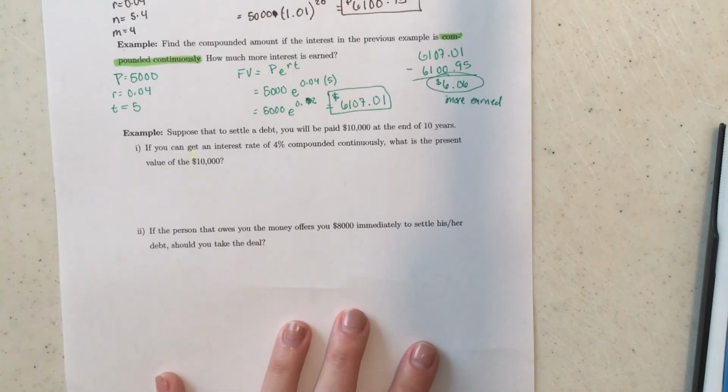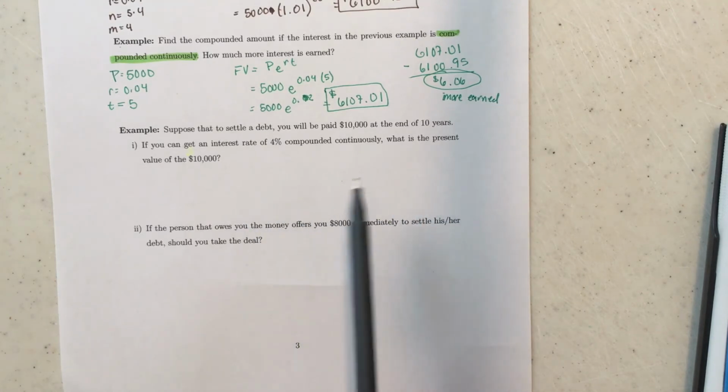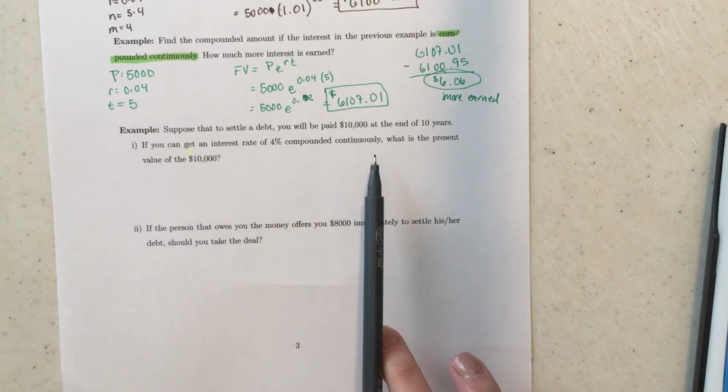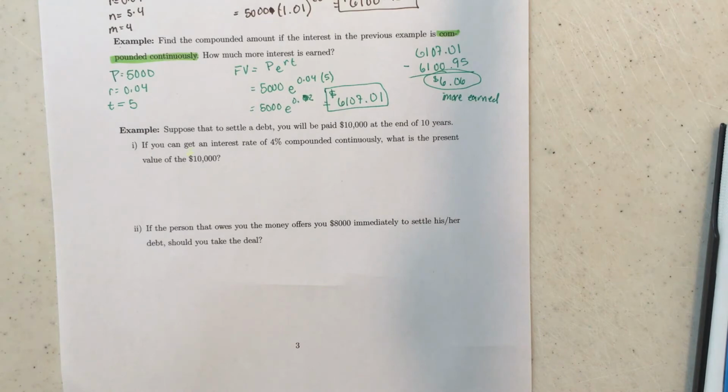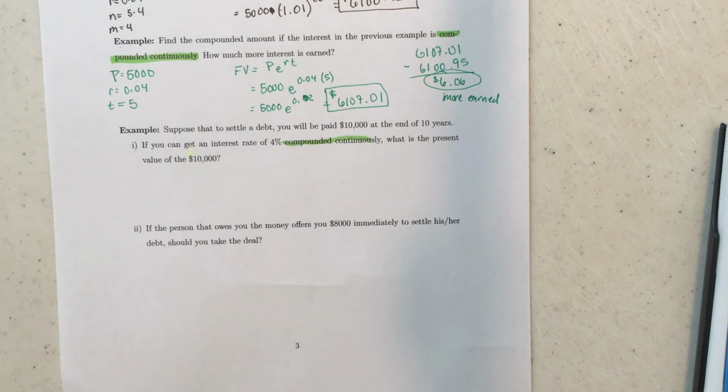Next, let's look at the next set of examples. Suppose to settle a debt, you'll be paid $10,000 at the end of 10 years. So what this is saying is, say Matthew owes you $10,000. So you're the one who's getting the money back. At the end of 10 years, you're supposed to get $10,000 back. If you can get an interest rate of 4% compounded continuously, so again, there's our trigger. What is the present value of $10,000?